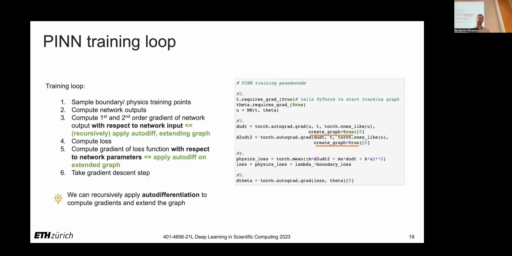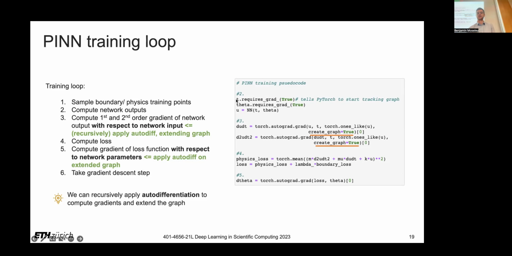Okay, so how does the training loop look? To compute these gradients, we just apply autodiff and extend the graph. And then when we come to get the loss function, we just do autodiff again on that extended graph, but the final gradient is now with respect to the weights instead of the inputs of the network. And what's really great is these modern deep learning frameworks, I'm showing PyTorch here, just allow us to do this in just a single change of line of code. So how would this look in PyTorch?